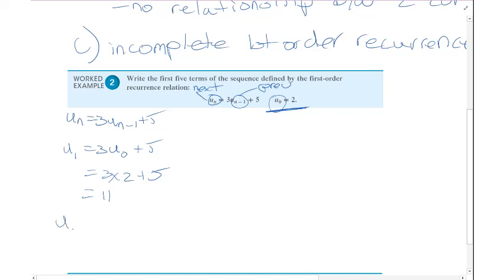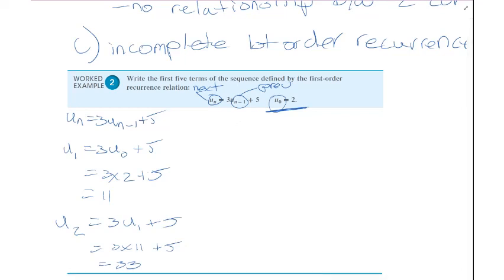Then I go U2 equals 3U1 plus 5. So that means 3 times 11 plus 5 equals 33.